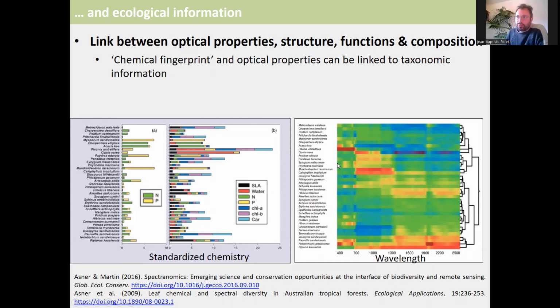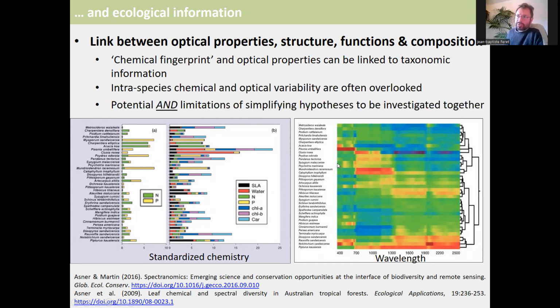And so that's an important point. Of course, it's also a simplification of reality. There are intraspecific chemical and optical variability, which are often overlooked. And so we always need to think about remote sensing analysis through analyzing the potential and the limitations associated with the method due to simplifying hypotheses.